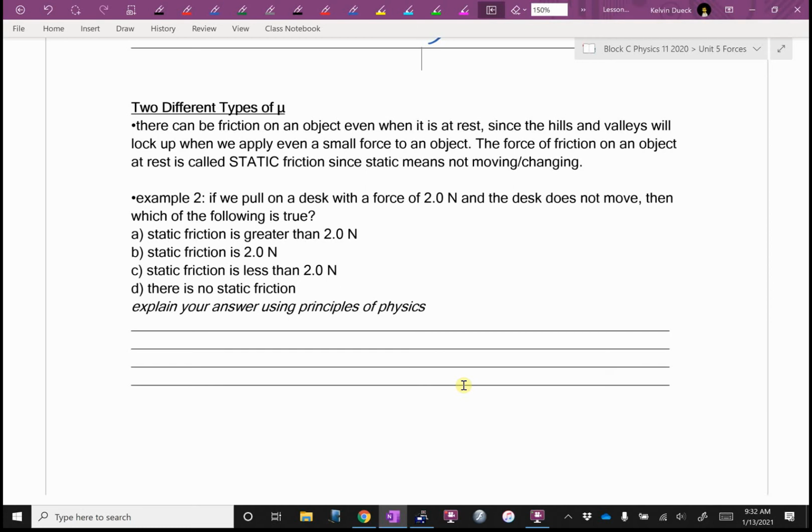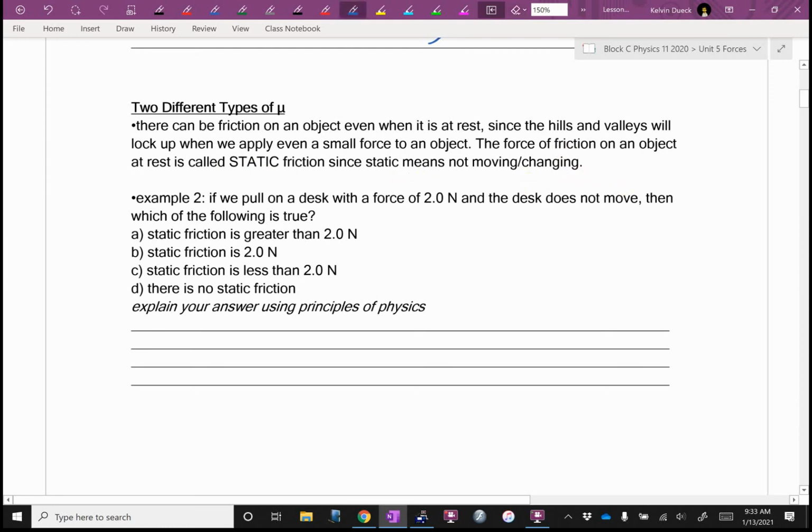There's what's called static friction when it's at rest, and kinetic friction once it's moving. There's two types of mu's. Static mu and kinetic mu. Static mu is always a little bit bigger. Means you have to push harder to get it to start moving. Kinetic mu is a little bit smaller. Once you get it moving, you can ease up a tiny bit and it'll keep going. So there can be friction on an object even when it's at rest, since the hills and valleys will lock up when we apply even a small force to an object. The force of friction on an object at rest is called static friction, because static is not moving or changing.